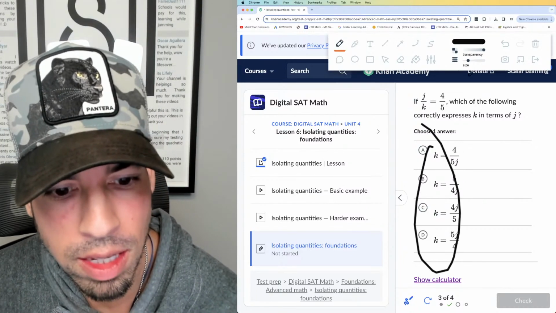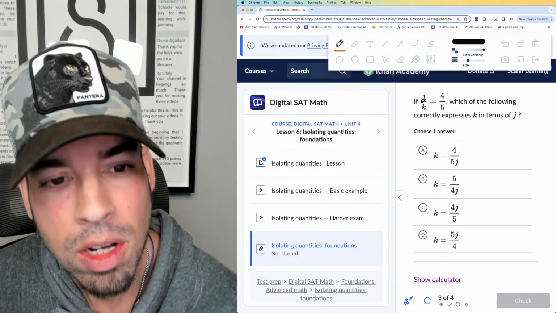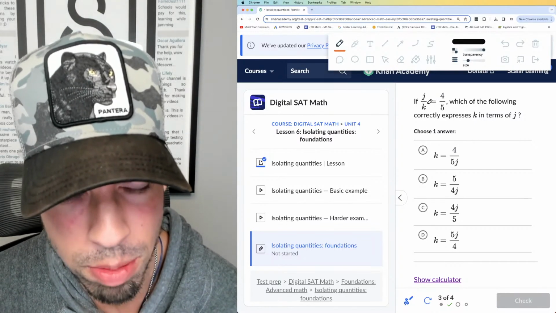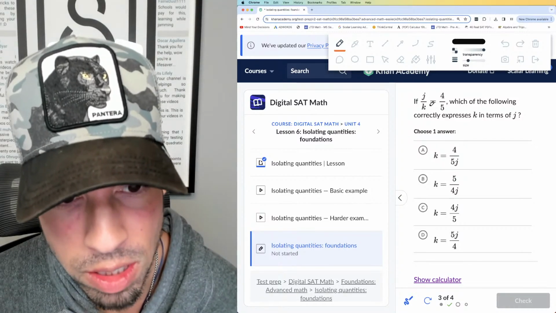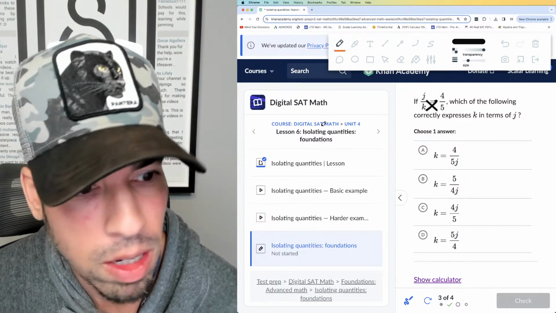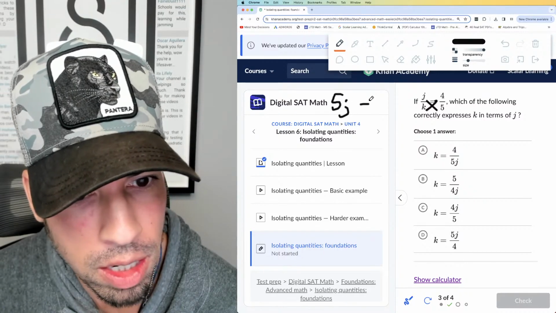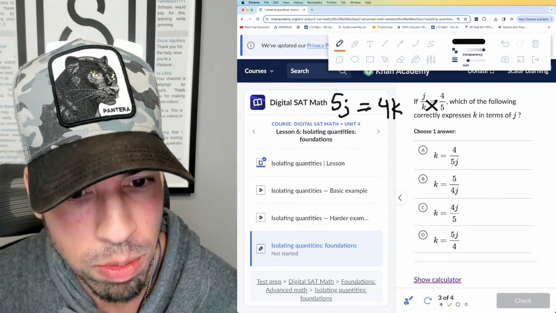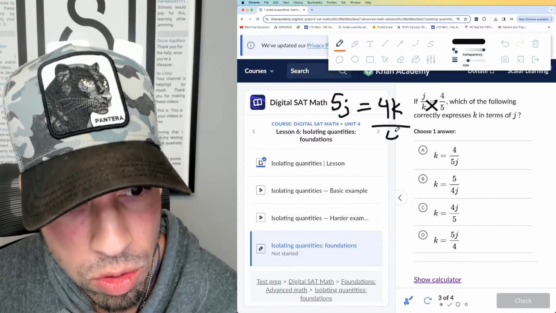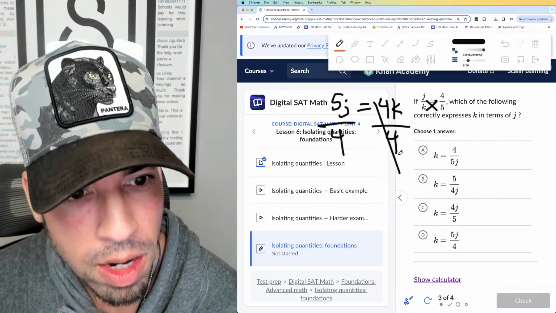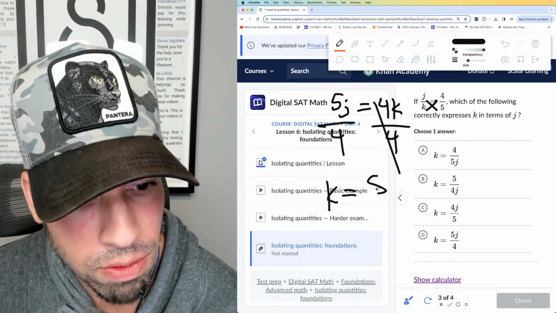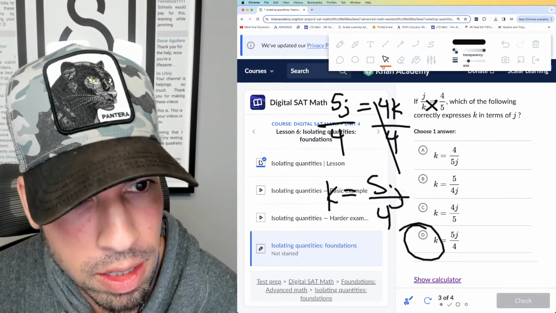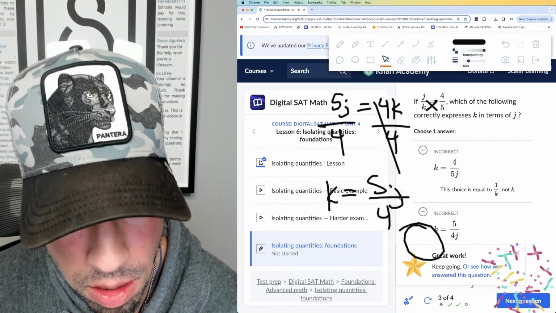Number 3. Again, isolating K. I don't need to read anything else. So we got K over here. In this case, for simplicity's sake, I have a proportion, a fraction equals a fraction. I always like to start by cross multiplying. So I get 5 times J equals 4 times K. Now I need to isolate K. All I'm going to do is divide both sides by 4, and I get K equals 5J over 4, which is D for the win. Done.